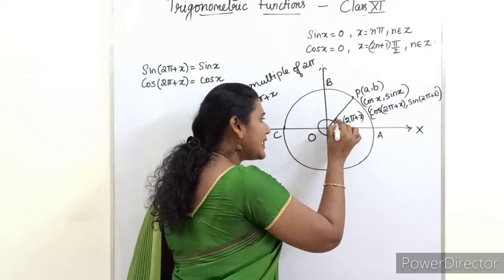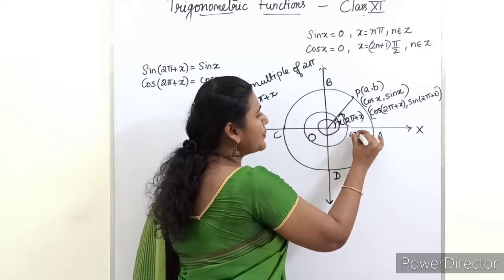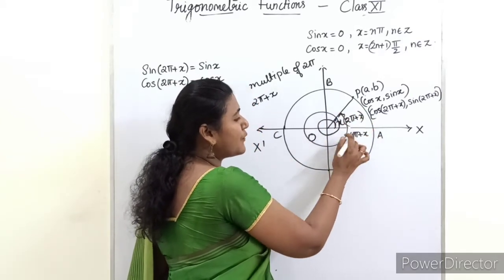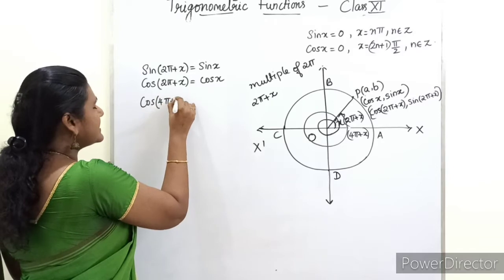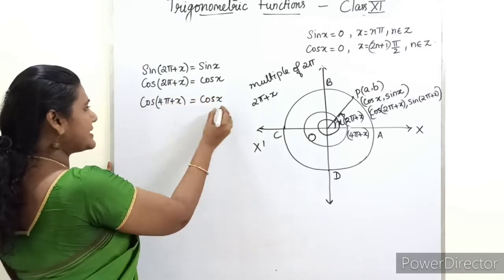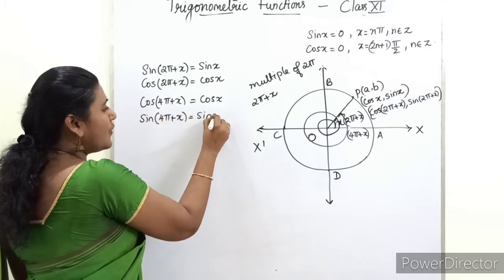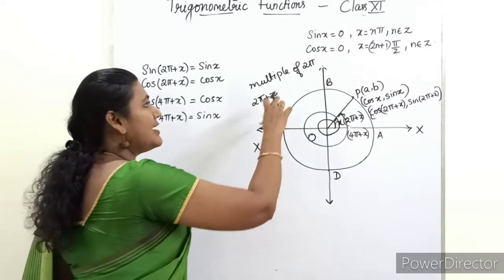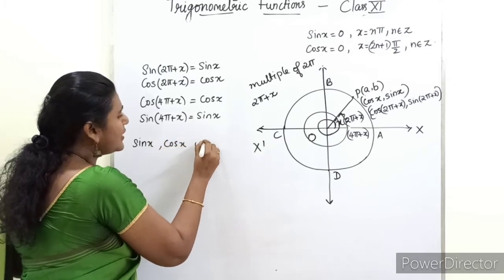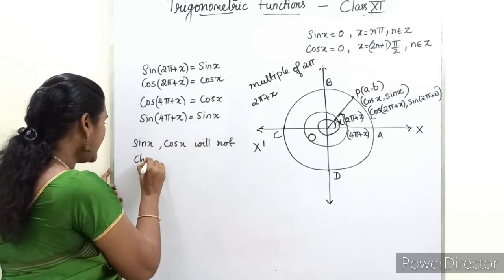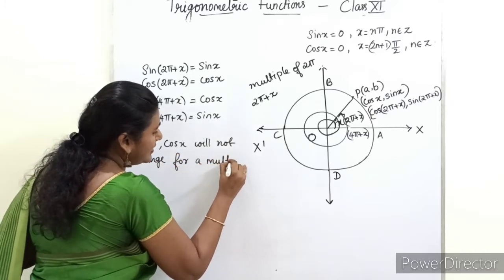Suppose we take one more full revolution and reach the same point, here the value is 4 pi plus x. So at this point the angle is 4 pi plus x. In that case also we can write cos 4 pi plus x is equal to cos x, and sin 4 pi plus x is equal to sin x. So if the angle increases by a multiple of 2 pi, sin and cos functions will not change. This is a very important property for a multiple of 2 pi.